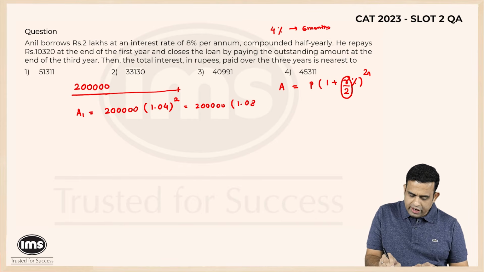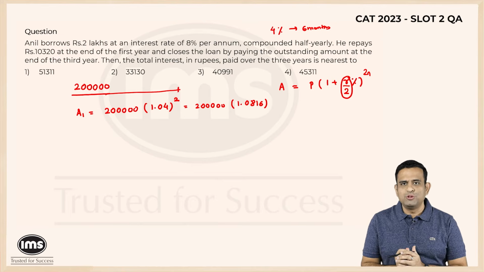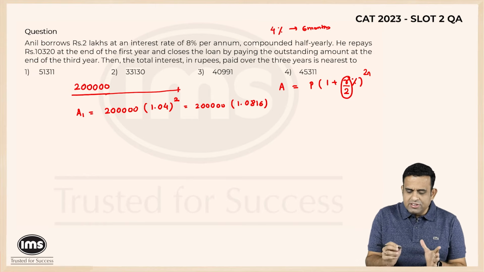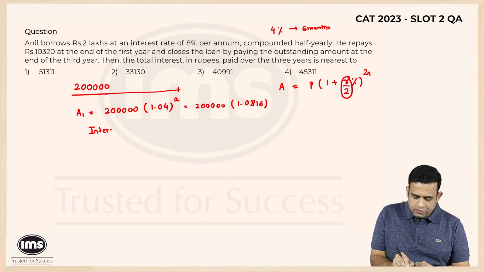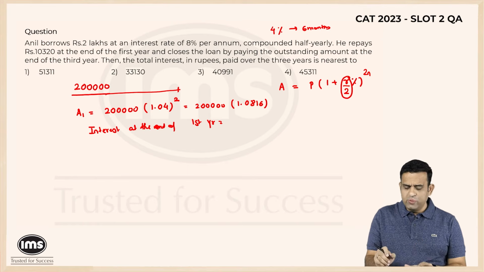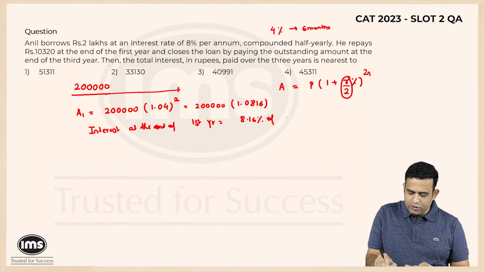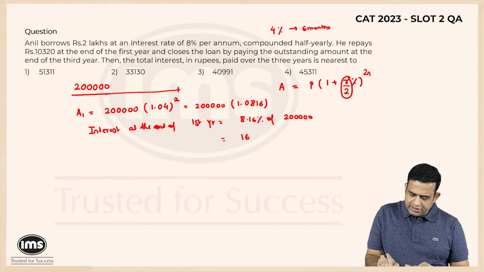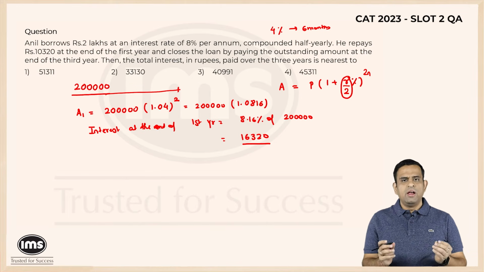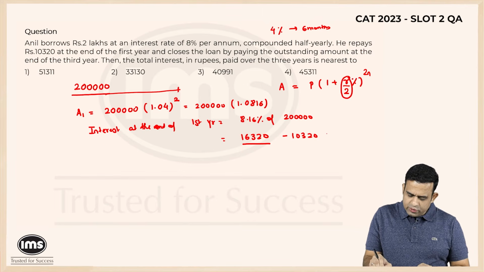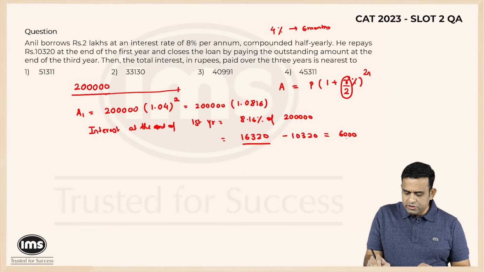So 1.04 squared is 2 lakh into 1.0816. If someone knows how to find 104 squared using the speed math technique, this number should be very, very familiar. So the effective interest due at the end of the first year, before we made any payment, will be 8.16% of 2 lakh, which comes out to be 16,320. And out of that, I have already paid 10,320, so minus 10,320. That means the correct interest amount which is due is 6,000.